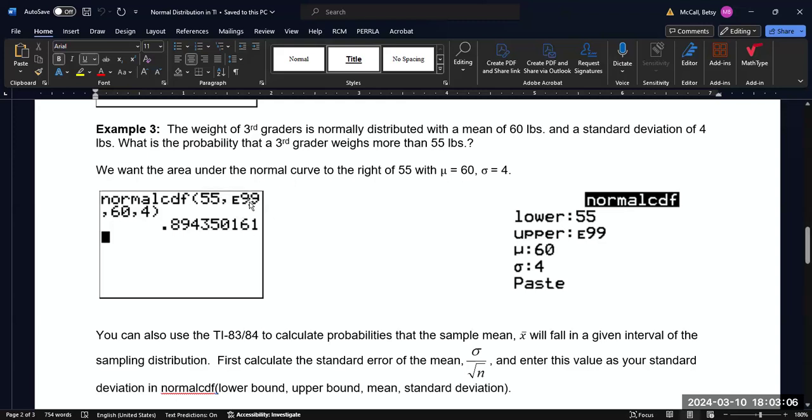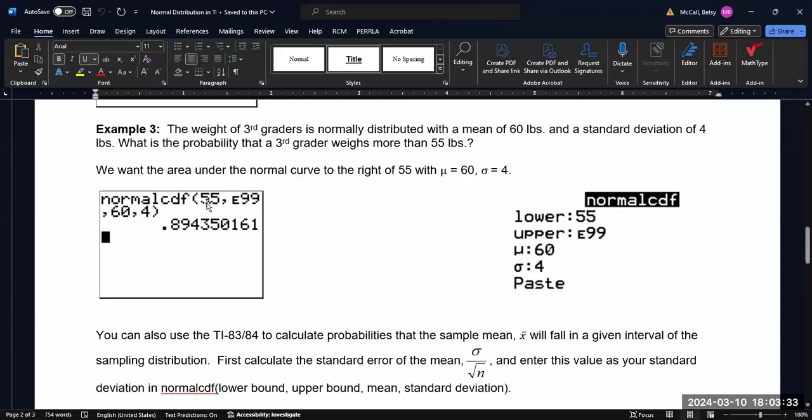Again, it's best to put these in. I mean, smaller numbers will often work fine, but if you get into the habit of using E99 in place of infinity, this will be the most consistent results. Sometimes, depending on the size of your standard deviation and the value of your mean, you may want bigger and bigger endpoints. And if you just use E99, you won't have to worry about what would be big enough.